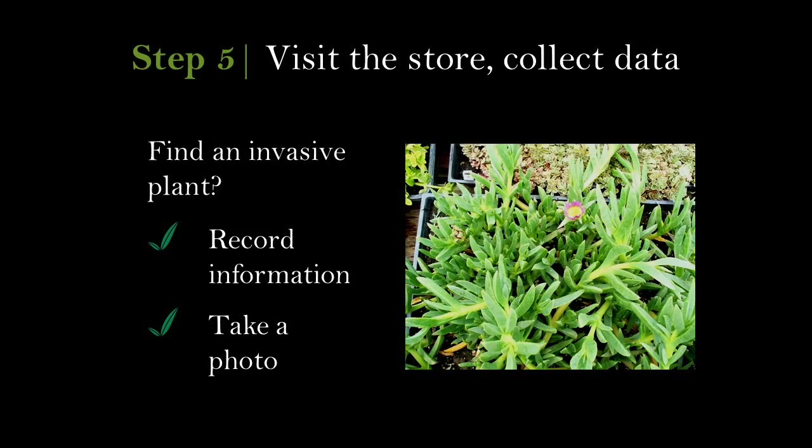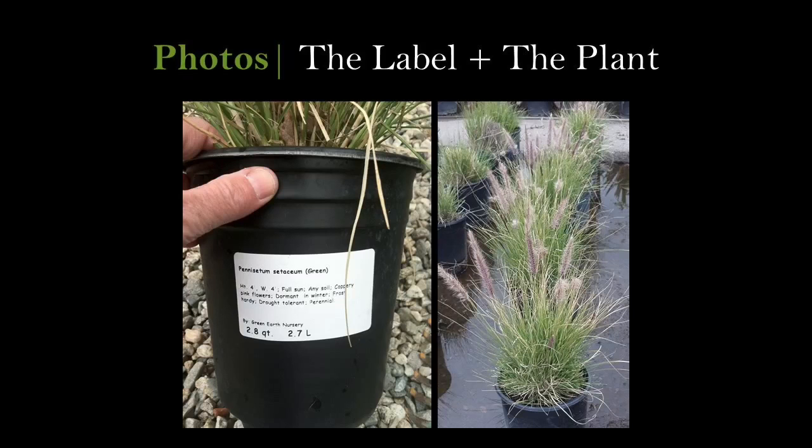All right, so say you find an invasive plant. The first thing you want to do is just record all the available information that you can find on the survey form. And then you'll want to take a photo of the plant, and we ask that you take at least 2 photos, one of the plant itself and a close-up of the plant label. And these photos are really important to us because they allow us to verify the identity of the plant.